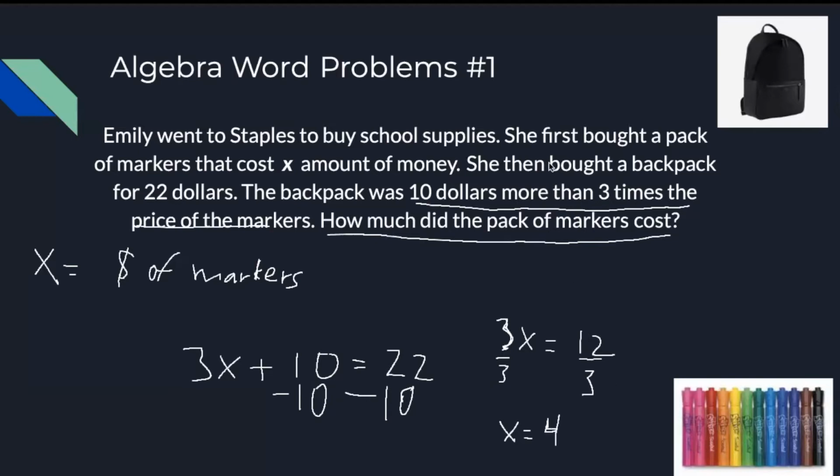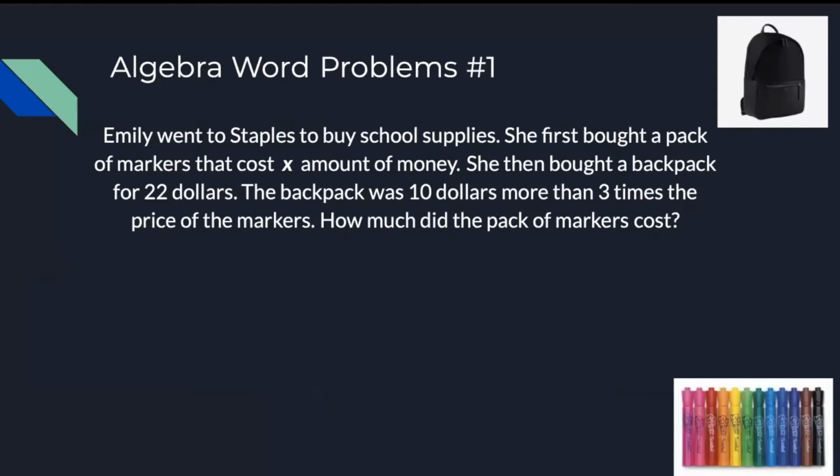All right, so now let's change up the numbers a little bit, okay? So let's change up the numbers a little bit and everyone try this. So let's cross out 22, let's cross out 10, let's cross out 3. Let's try a backpack that costs $30, okay? And it is $22 more than 4 times the cost of the marker.